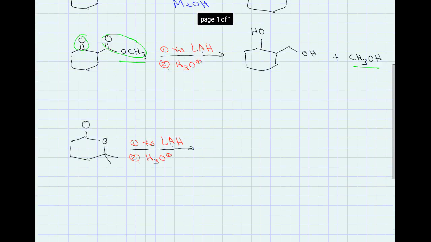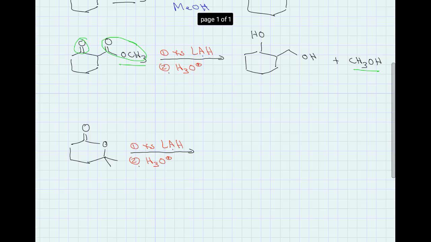So if you take a look at question 13.13. If you were to treat this ester, when you have a cyclic ester, this is actually called a lactone, but for this class we'll just call it a cyclic ester. When you treat that with excess lithium aluminum hydride, what's going to happen? Well, let's draw it out and see what happens when we treat this cyclic ester with lithium aluminum hydride.